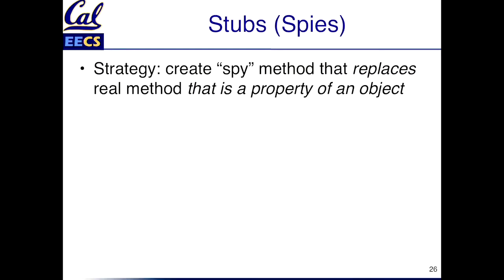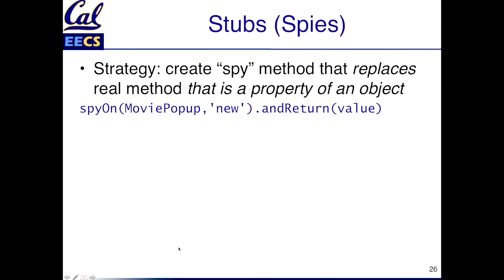But the idea is, the way you create a stub in JavaScript or in your Jasmine test is you are creating a spy method that replaces the real method that is a property of an object. It's only that last phrase that differentiates the way that we've been doing it in RSpec. So in RSpec, we were able to create stubs that do indeed shadow the method, even if the method already exists. And you could do that on any method you wanted, right? That's part of Ruby's dynamic nature.